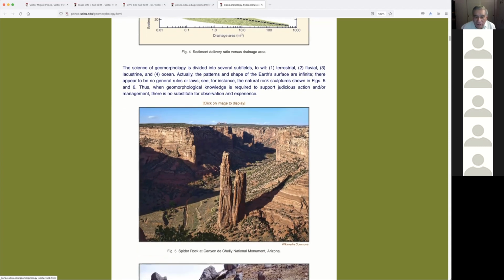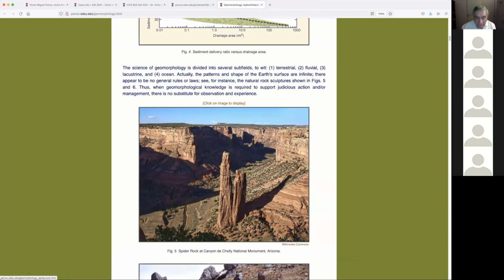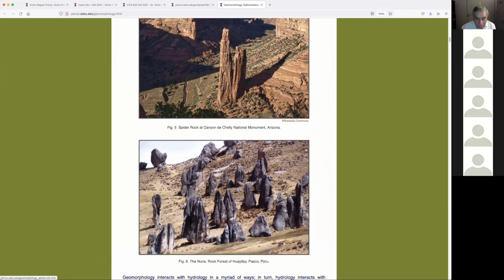And I show in here an extreme one called Spider Rock at Canyon de Chelly in Arizona. I have not been there, but I pulled this out of the web. Let's take a look at the display. That's a nice picture. That's a nice picture. This is in Arizona, and I also have one in Peru.